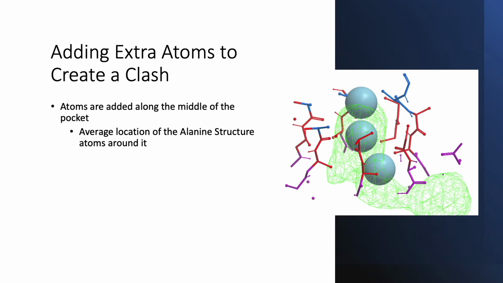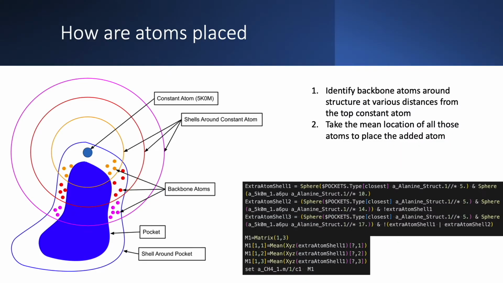In order to consistently add the 3 atoms in the middle of the backbone pocket, the script used the average location of the backbone atoms around the pocket. To identify different parts of the backbone atoms, the script took the backbone atoms at increasingly far distances from the constant atom placed above the middle of the protein. These distances were 10, 14, and 17 angstroms respectively. The selected backbone atoms must also be within 5 angstroms from the pocket.